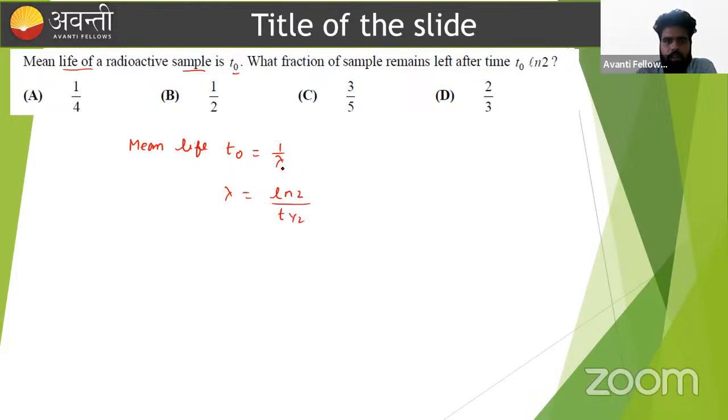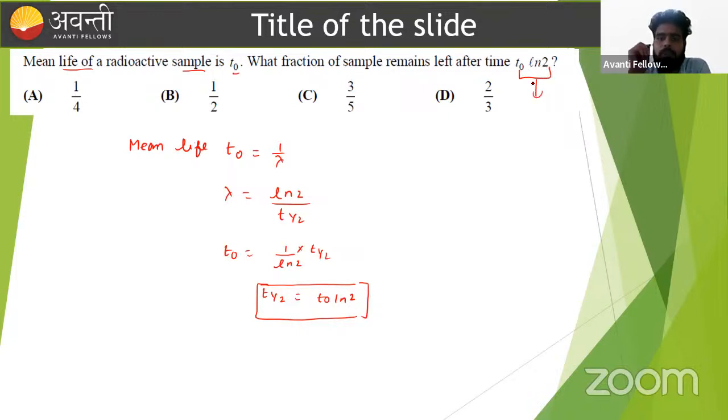So if we put this value here, what is T naught? T naught is 1 upon lambda, which equals T half upon ln2. And T half we can multiply across, so T half can be written as T naught ln2. What is this? T half is equal to T naught ln2. It means this time is nothing but the half-life period.